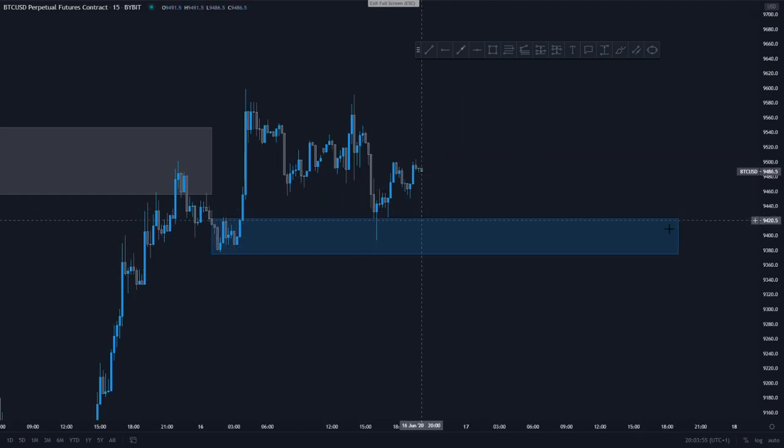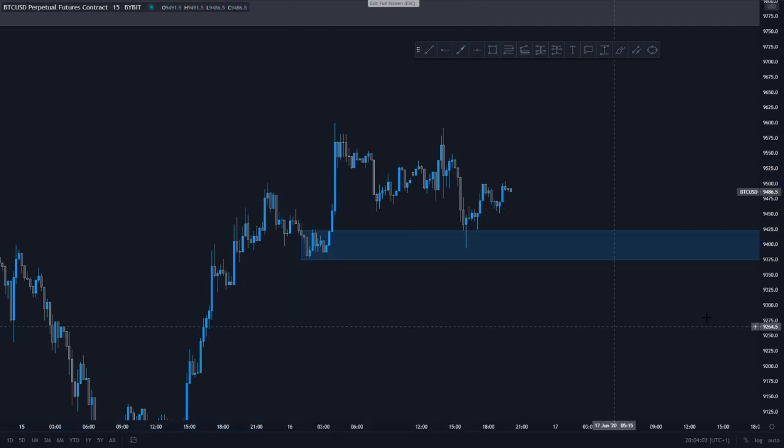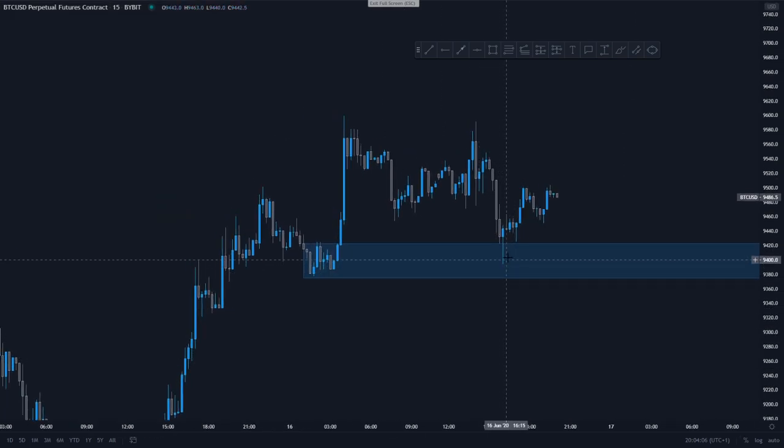nice reaction, and some members in the group took this trade. Congrats guys, I saw Wuza and Bandit, the admins, they posted this trade and they took it. Nice entry, they got this entry here.